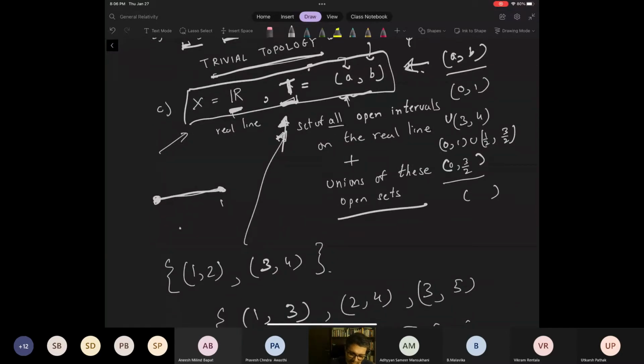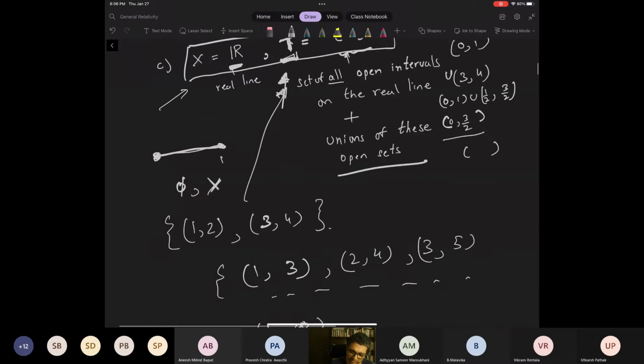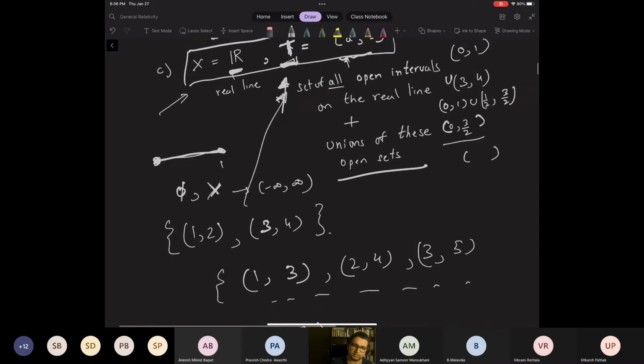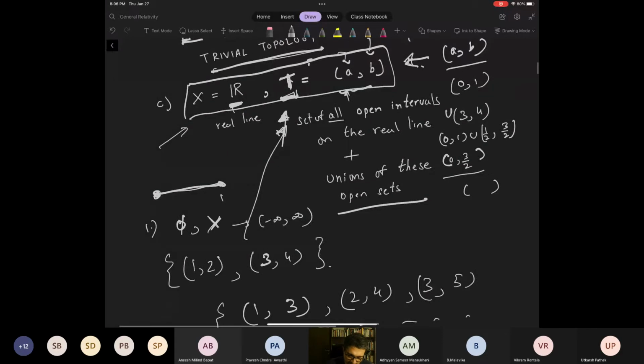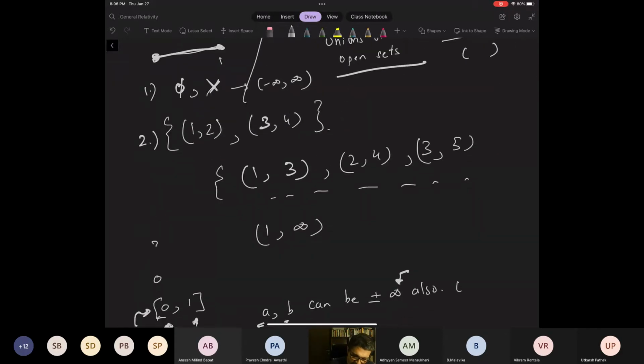The first criterion is obviously satisfied, right? The null set belongs to T. I take the interval which is a vanishing interval, or by definition, let me just include phi inside T. And I can also take the whole of X. The whole of X is the real line, which is basically the open interval minus infinity to infinity, and that belongs to T as well. So the first criterion for a topological space is satisfied. The second criterion is satisfied. Let's take the third criterion.